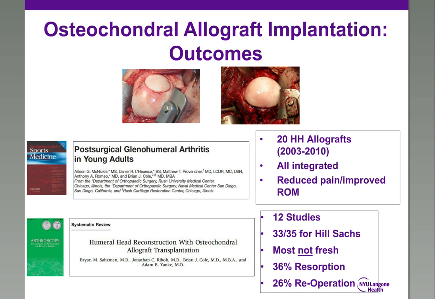In the bottom paper, which was a systematic review published in Arthroplasty by Saltzman, they looked at 12 studies where 35 osteochondral allografts were implanted, mostly for Hill-Sachs lesions. What's important to note is that in many of these studies, the allografts that were implanted and utilized were not fresh, which led to a relatively high incidence of graft resorption and consequent reoperation, mostly for debridement and graft removal. So the recommendation here is if you're going to utilize an osteochondral allograft, it should be a size-matched, fresh allograft to ensure that it's going to incorporate and integrate with the host tissue.